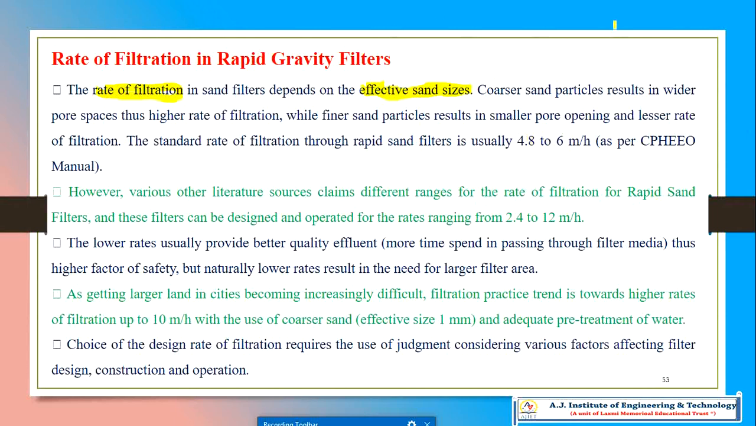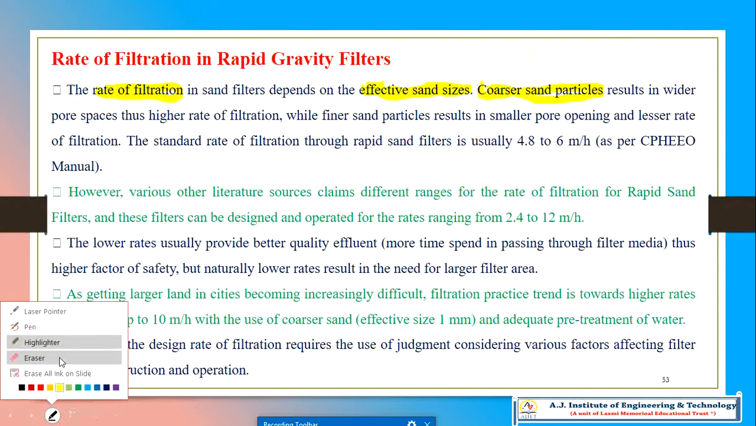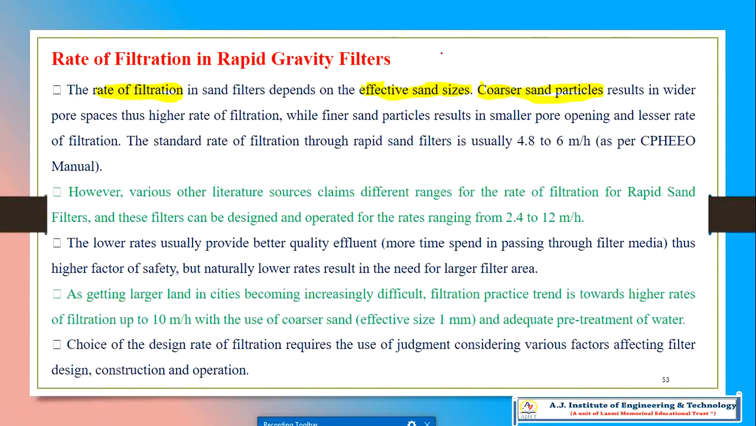If you use coarser sand particles, what happens? With smaller sand, the pore size will be less. If the sand is coarser, the pore size will be more. The size of the pore of the coarser sand will be more, so it results in wider pore spaces, thus a higher rate of filtration.